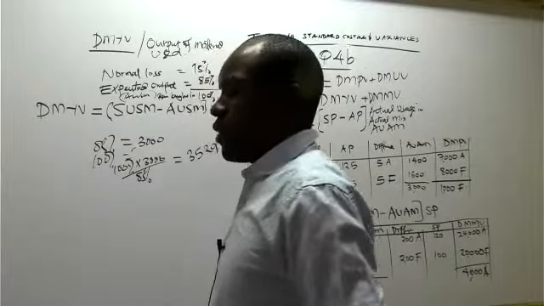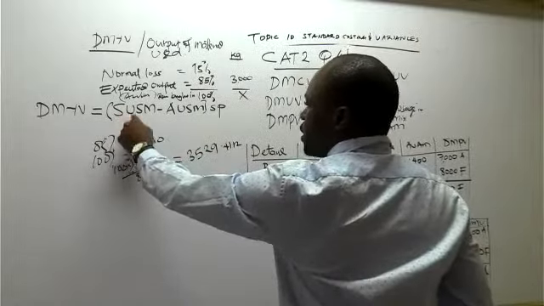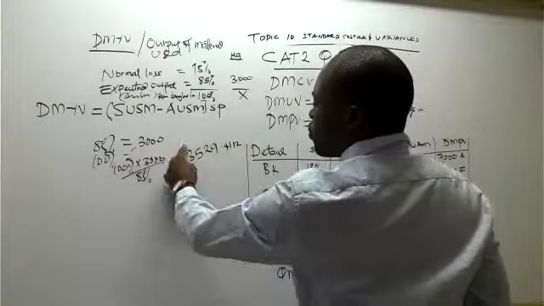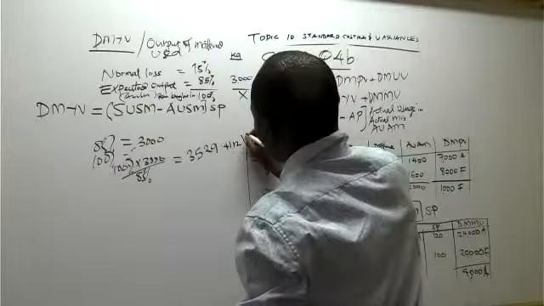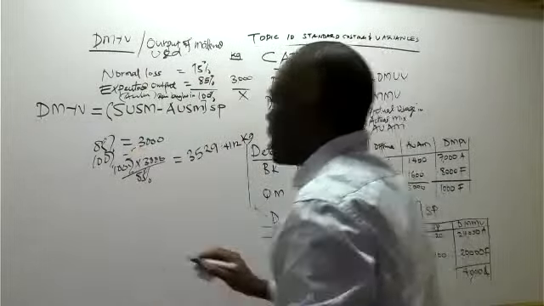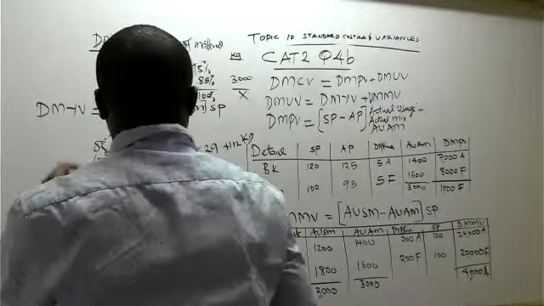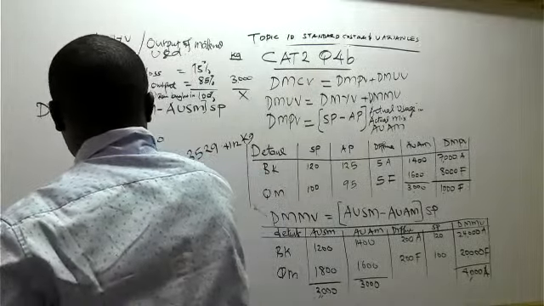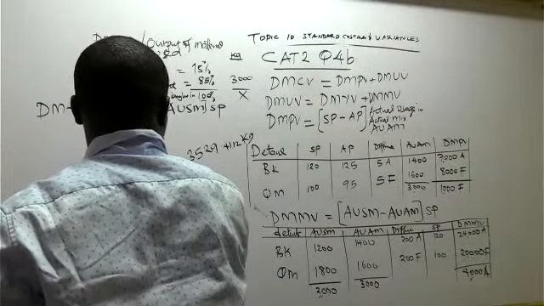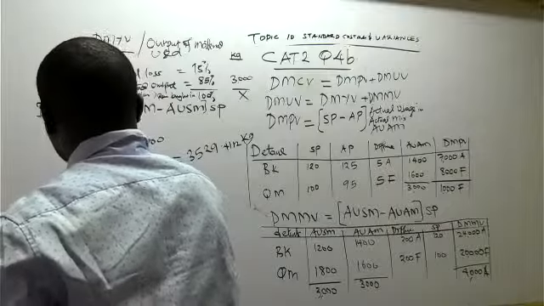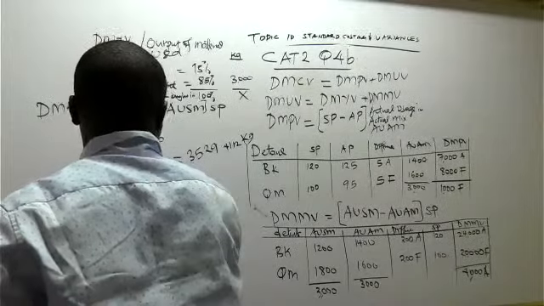3529.4112. Okay. What are we required to get here? Standard usage in standard mix. This is what was brought in. If you brought in this quantity here, your standard says that for BK, you are supposed to use 40% of what is brought in. So 40% of 3529.4112. Then QM, you are supposed to use 60% of what is brought in.